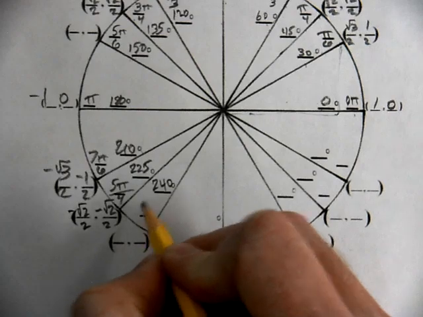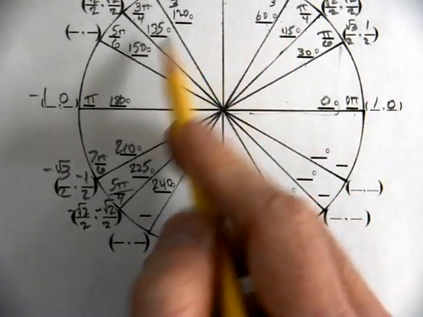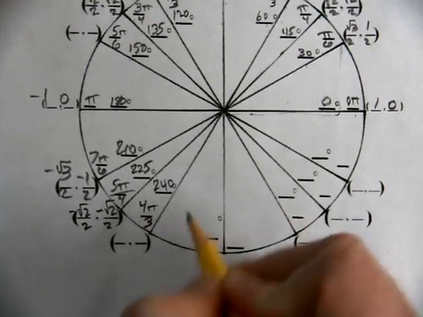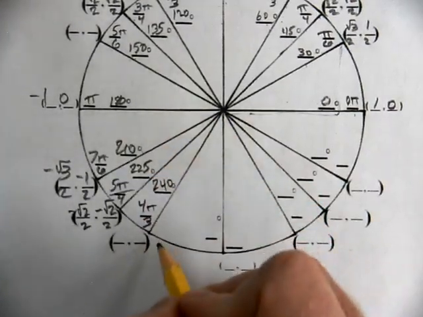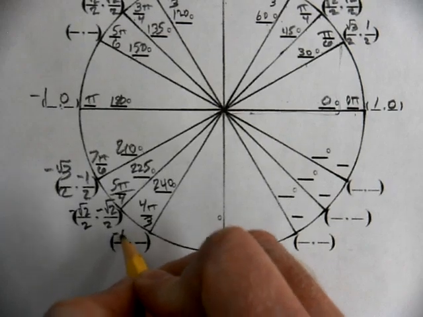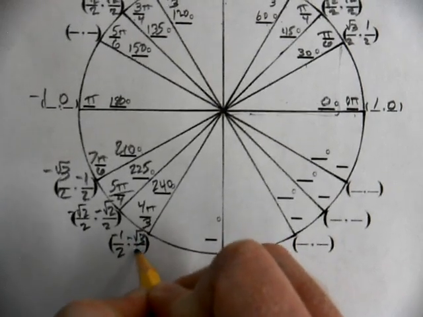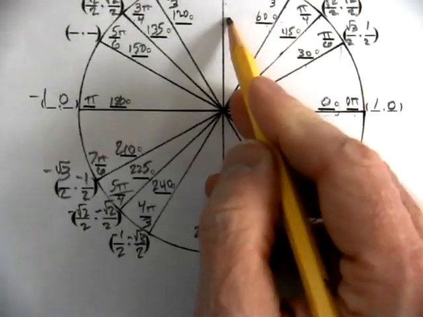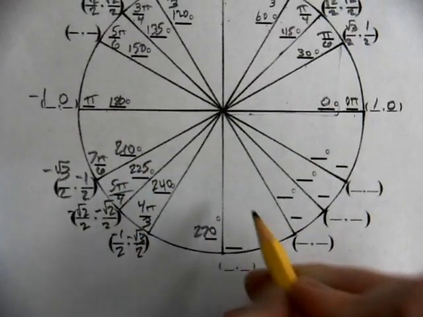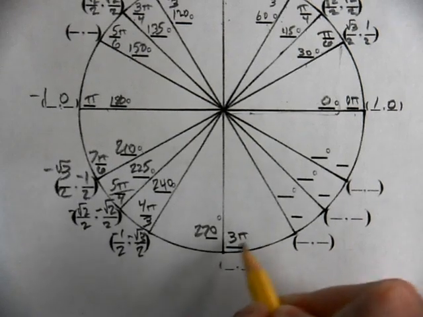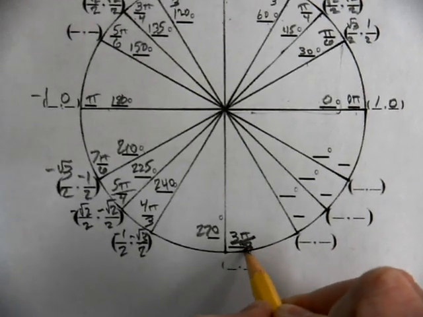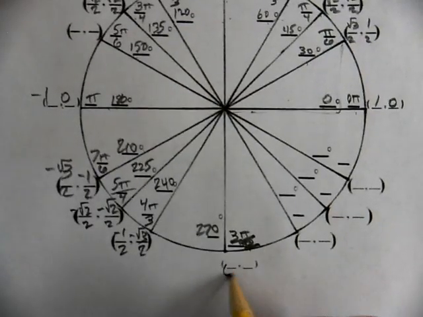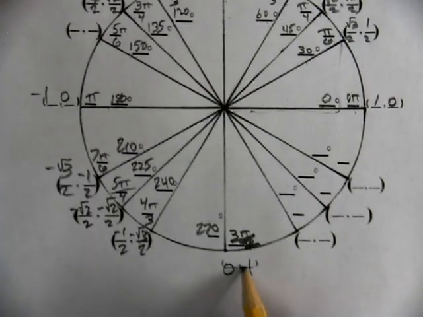240 degrees. 1/3, 2/3, 3/3, 4/3. So that's 4 pi over 3. Short for x, long for y. One half, 2 halves, 3 halves. 3 pi over 2. And that would be 0 for x and negative 1 for y.